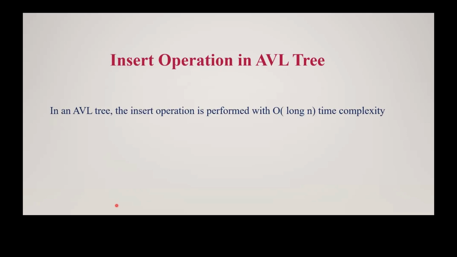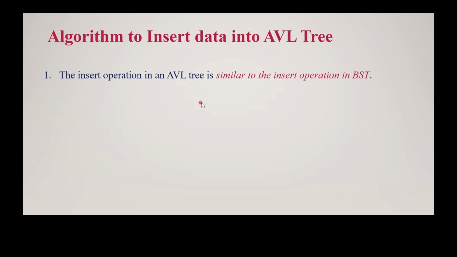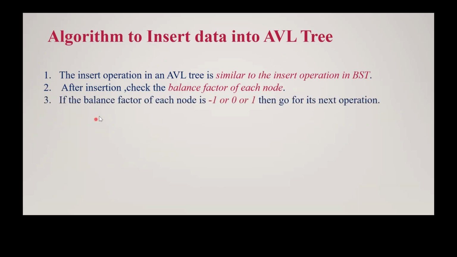Next, we have to know how to perform the insertion operation in an AVL tree. In case of a height balanced tree, the insertion operation is performed with time complexity of order log n. Let us understand the algorithm. The insertion operation of an AVL tree, or height balanced tree, is similar to the insertion operation in a binary search tree with an added feature. That added feature is the balance factor. After insertion, we have to check the balance factor of each and every node. If the balance factor of each node is -1, 0, or 1, then the tree is balanced, so it can go for the next operation.